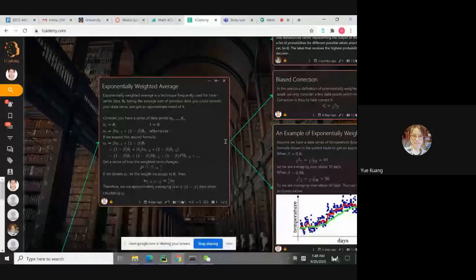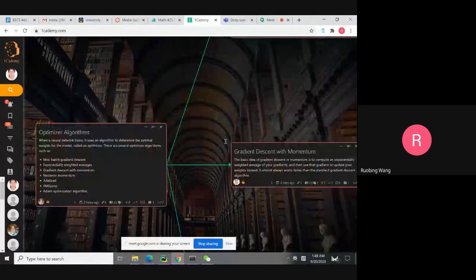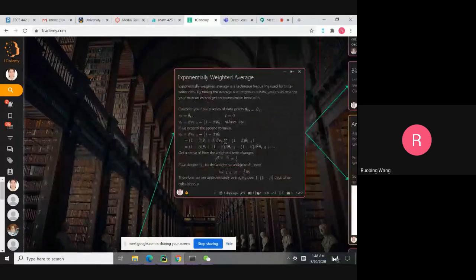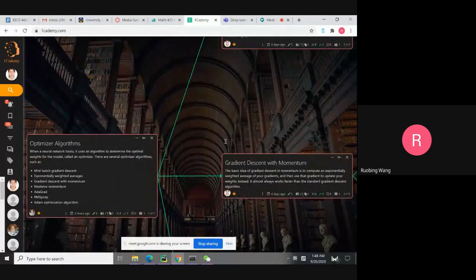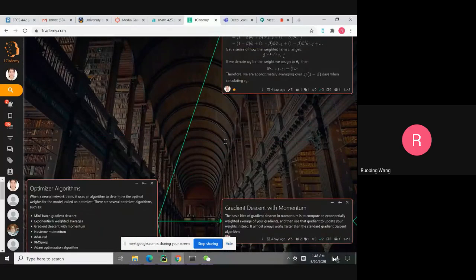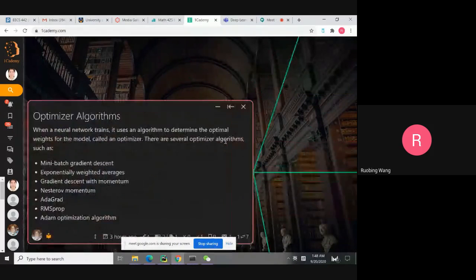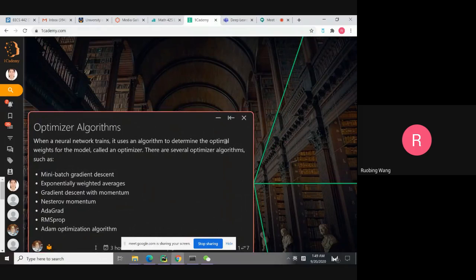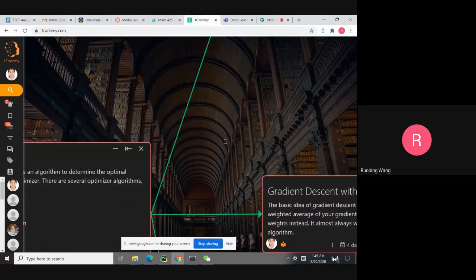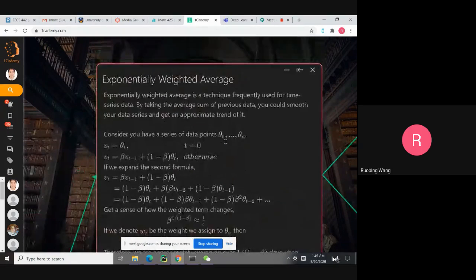Yeah. Okay. So today I will talk about two concepts, and these both belong to optimizer algorithms. One is the exponentially weighted average, and another is gradient descent with momentum. The first one is not actually an algorithm itself, but more like a strategy or concept that's useful for many optimizer algorithms. So I will begin with this part.